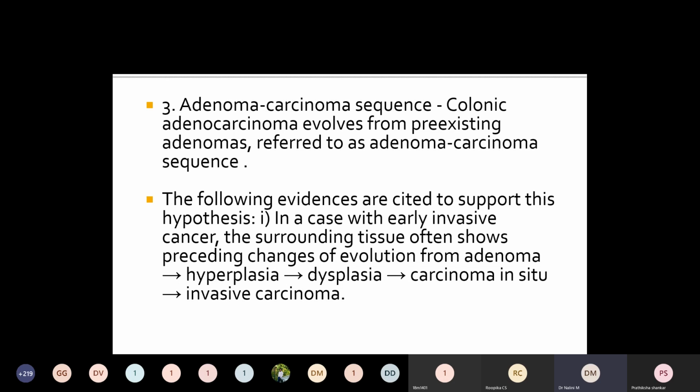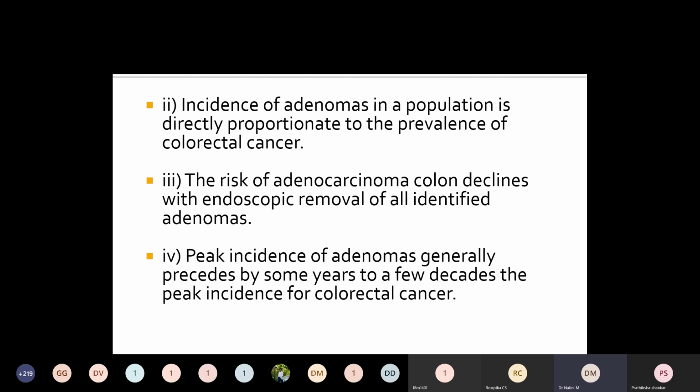So there is early invasive cancer, and the hypothesis is, as we have already noticed, there could be early hyperplasia, which could lead to dysplasia, carcinoma in situ, and invasive carcinoma. When we are seeing slides of invasive carcinoma, we do see areas where there is in situ carcinoma, and there is hyperplasia and metaplasia. So that actually supports the pathogenesis here. In populations, the incidence of adenomas is directly proportional to the prevalence of colorectal carcinoma. That is another hint to say that the adenoma carcinoma sequence is what is working here.